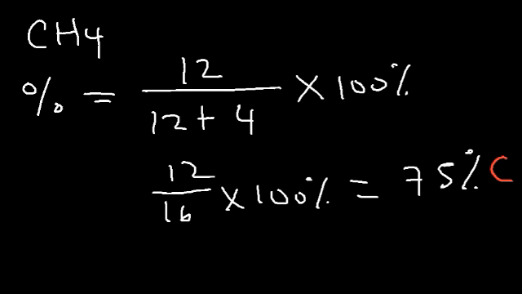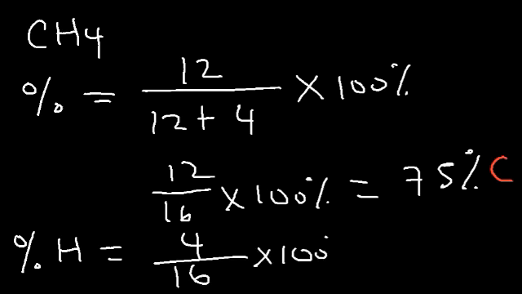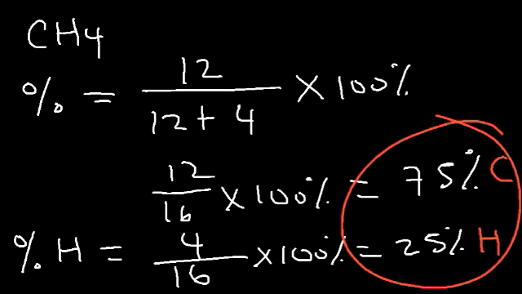Now, if you want to find, let's say, the percent of hydrogen, it's going to be the mass of hydrogen, or the molar mass of hydrogen, divided by the total mass. 4 out of 16 times 100% is 25%. So it's 25% hydrogen, 75% carbon. Notice that the total percentage is 100%.